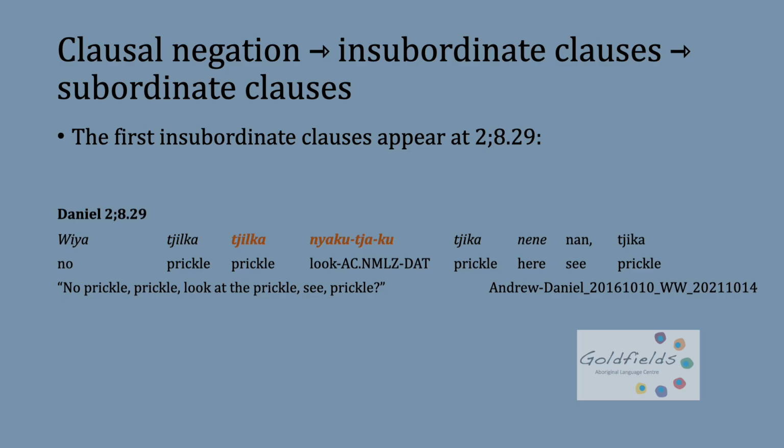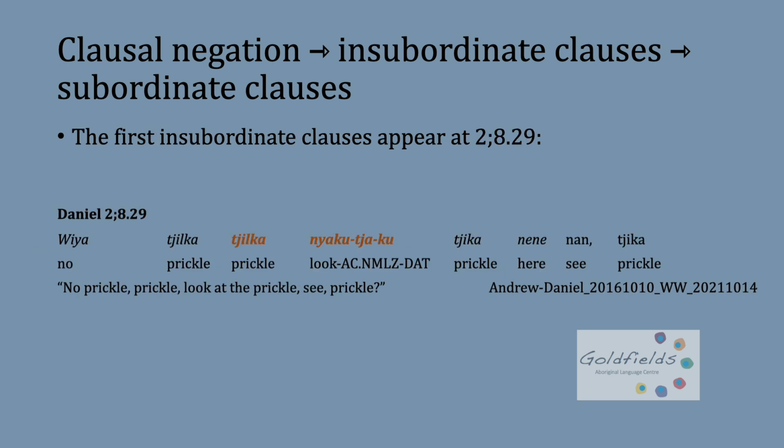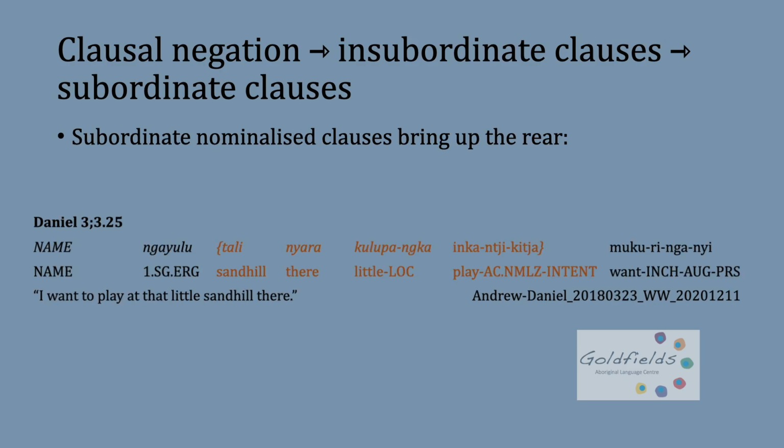Here we have Daniel using an insubordinate clause with its typical function to request a state of affairs. And here he is, in fact, asking somebody else to do something, directing his interlocutor to look at something on the ground using an insubordinate clause. And then the first subordinate clause appears at 3 years, 3 months. It's an object complement clause, so Daniel is expressing that he'd like to play at a nearby sandhill.